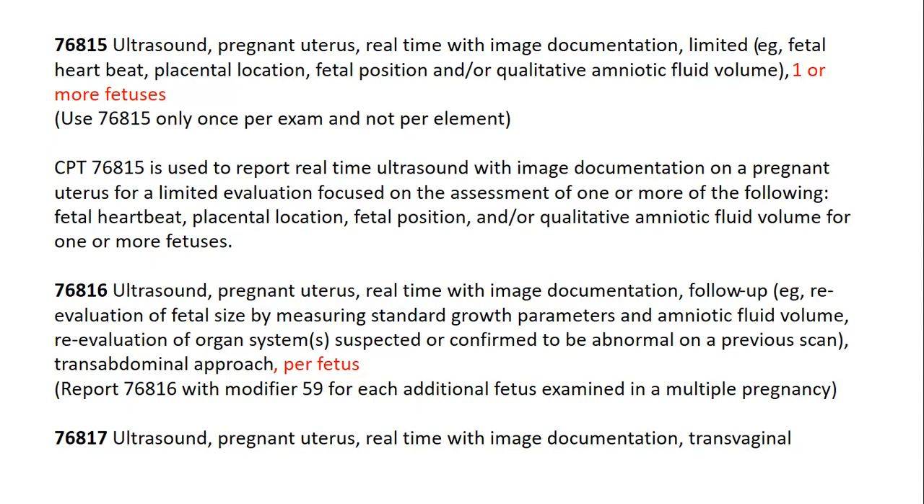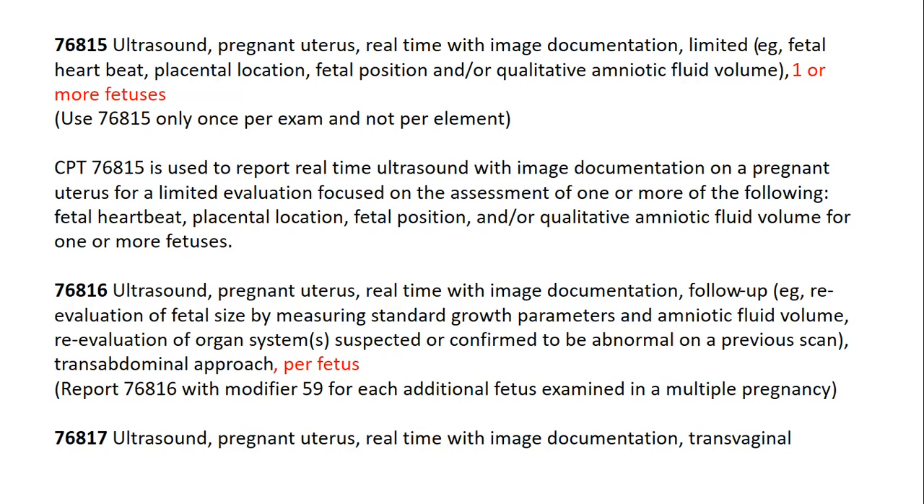76815 is a limited ultrasound pregnant uterus exam. It is used only for the assessment of one of the following: fetal heartbeat, placental location, fetal position, or qualitative amniotic fluid volume for one or more fetuses. The more important thing is that it is used for one or more fetuses. So even if it's done for multiple fetuses, you have to use only one code. Do not use multiple codes when there are multiple fetuses or gestations, because as per the code description you can use only one code, 76815, for multiple fetuses.